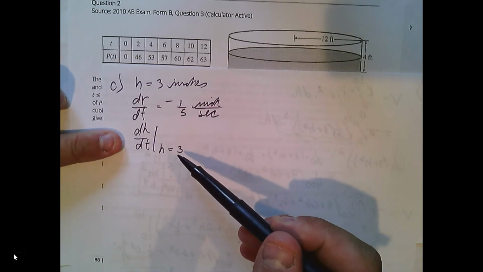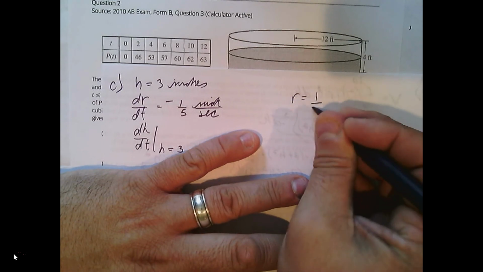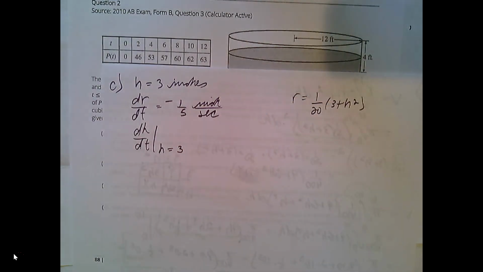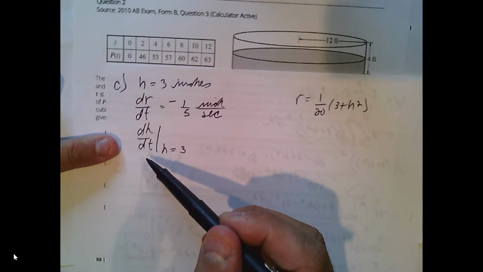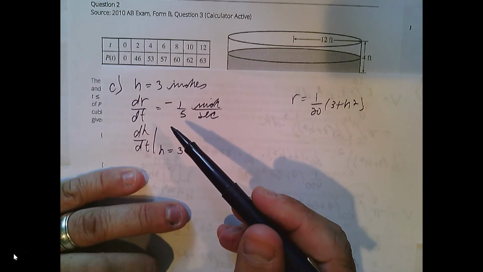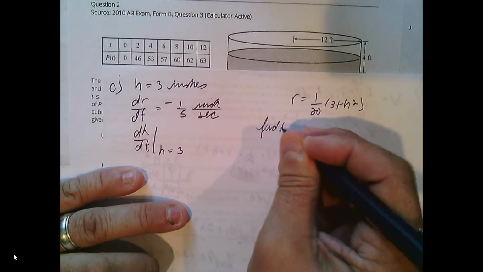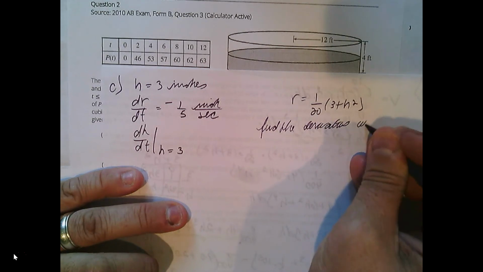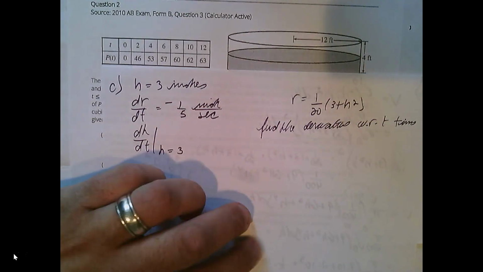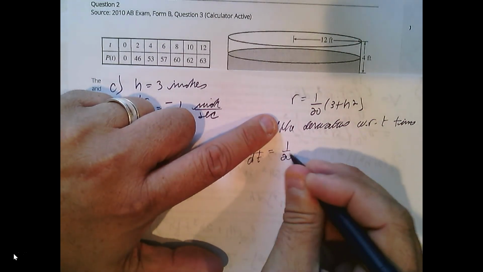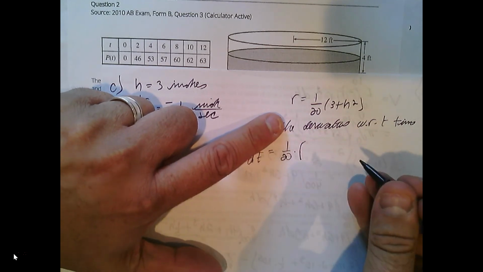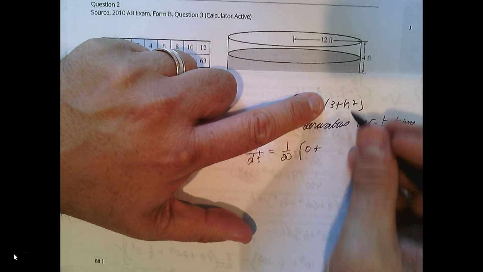Okay, so we know dr/dt, we want dh/dt. Well, what do we know? We know that r is equal to 1/20 times (3 plus h) squared. They gave me information about how the radius changes with respect to time. They want information about how the height changes with respect to time. This is a related rates question. Related rates means find the derivative with respect to time. Well, how does that work? The derivative of r with respect to time is dr/dt. The 1/20 is a constant that you're multiplying by, so we leave it alone. Derivative of 3 is 0. The derivative of h squared with respect to t is 2h dh/dt.